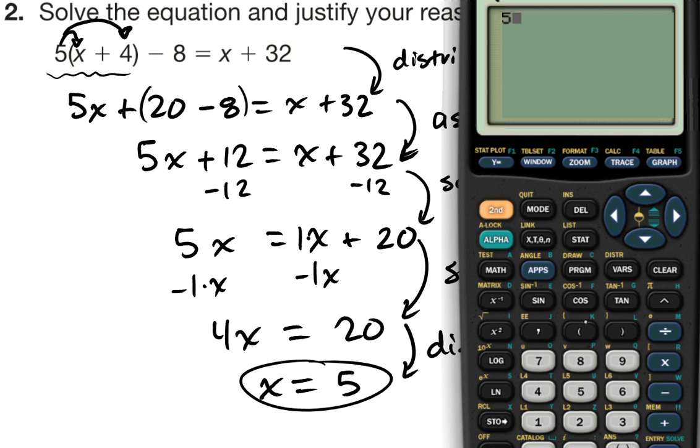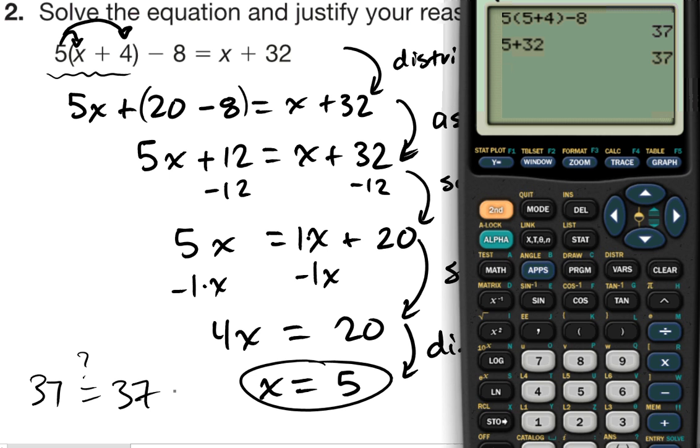This is going to be 5 times, I'm going to open parentheses, a 5 plus a 4, close parentheses, and I'm going to subtract from that 8. So 5 times the quantity of 5 plus 4 minus 8, and I get 37 for that. So the left-hand side of this equation, the whole left-hand side, is equal to 37. That's what I have here, 37. And the question is, is the other side 37 also? Well, if I grab my 5, because I believe x is 5, and I add 32 to that, I get 37 also. So 37 is the value that makes the left and the right-hand side the same, so it is a solution to this equation.